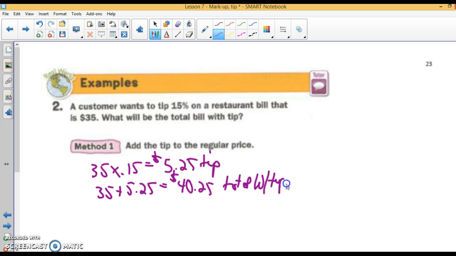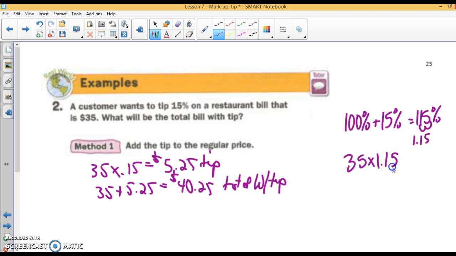with tip. Now, if I want to do that by method 2, I'm paying 100% of the bill plus 15% tip, which is 115%. If I change that to a decimal, it's 1.15. So 35 times 1.15 goes directly to 40.25. That's your total with tip. Now, of course, if you want to know what the tip is, you're going to need to use method 1. But if you're just going to give them the whole total, then you can go with method 2.